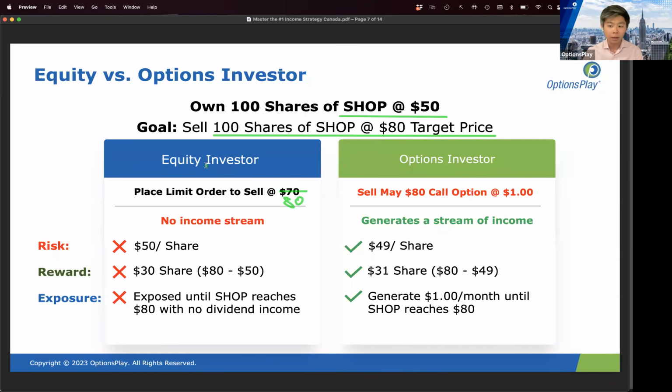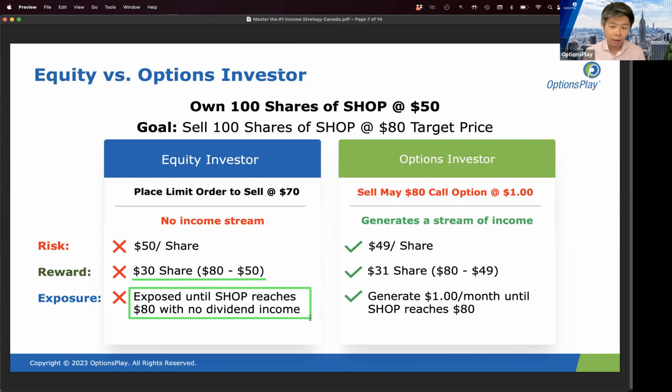The obligations that you're taking on with a covered call is the same obligation you're taking on when you place a limit order to sell your stock at a specific price. You're saying sometime in the future when the stock hits this price, I want to sell, right? So when you sell a call option, you have the same obligation. But when you place a limit order, your risk doesn't change, meaning whatever you purchase it for, that's the risk that you take. Your potential reward is the difference between the price you sell it at and the price you purchased it at. And you're exposed to this stock until the stock reaches that specific price.